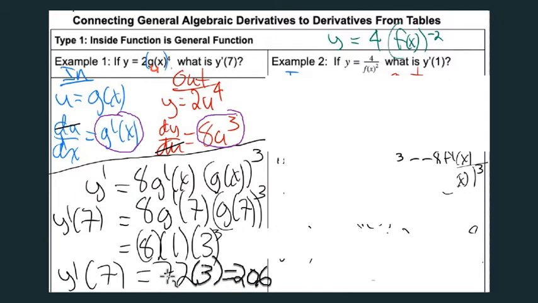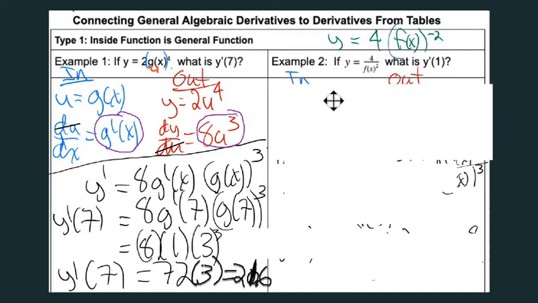So 7 times 3 is 21, 210, that should be, sorry, 216. Mr. Long. Okay, so I think we see that. So let's double check, or let's go over this next one.